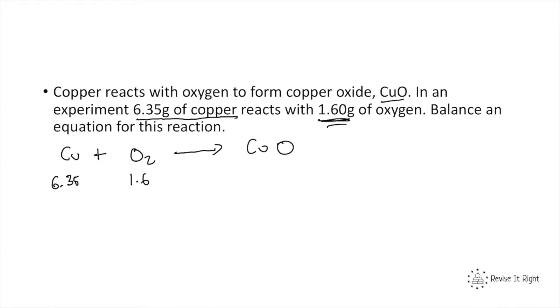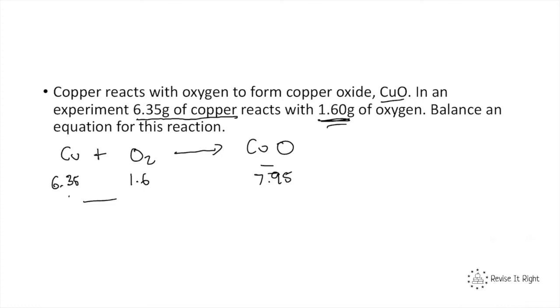Now it doesn't tell us how much copper oxide is formed. However, to work it out, we can use, of course, the conservation of mass. The mass on this side is the same as this side. So to work out the mass of copper oxide, we can just do 6.35 add 1.6, which is 7.95. Now because it's the only product this side, all that mass must go to that product, and therefore the mass of copper oxide produced is 7.95. Remember, we just added the 6.35 and 1.6 to give us that.